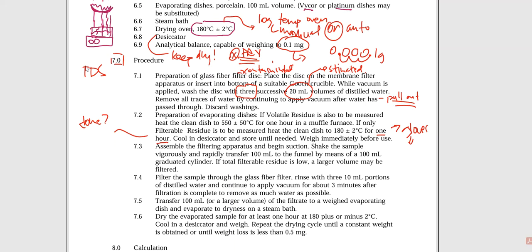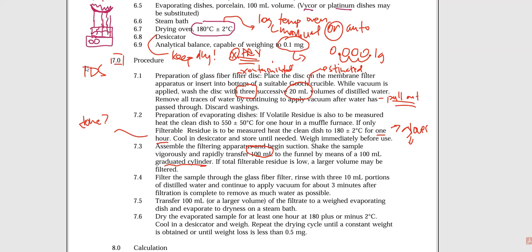7.3 says assemble the filtering apparatus and begin suction. So shake the sample and rapidly transfer 100 milliliters to the funnel by means of a graduated cylinder. So notice, again, it's graduated cylinder. That is completely close enough. I mean, we don't need volumetric pipetting here. That is perfectly fine, but a graduated cylinder is specifically said.